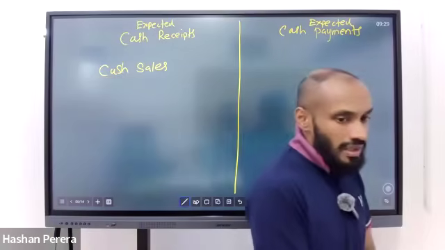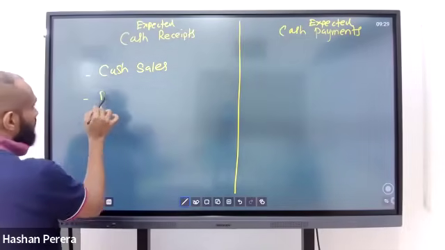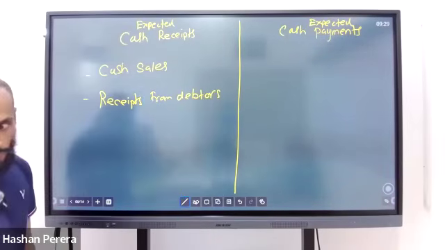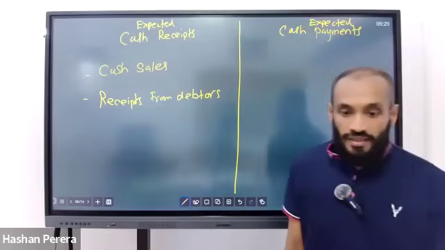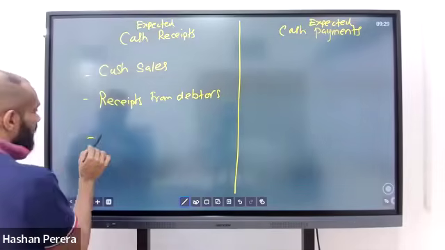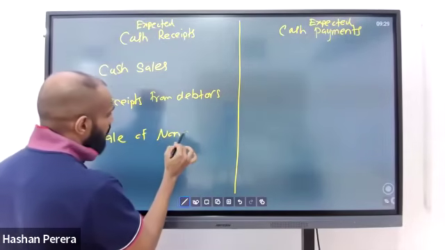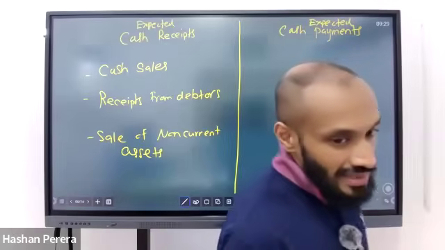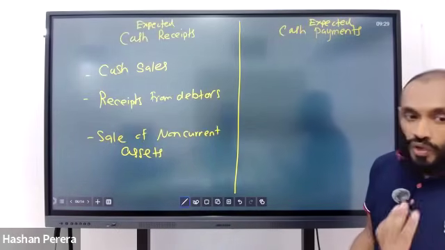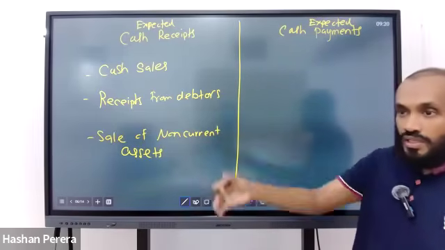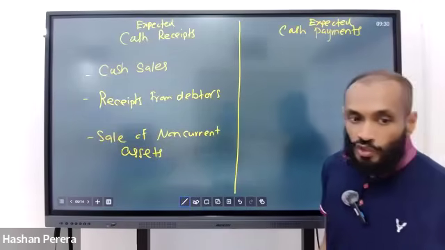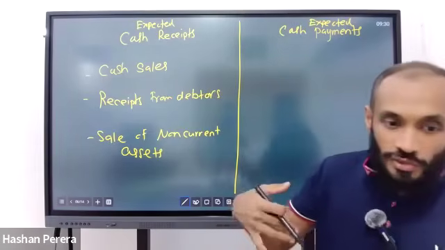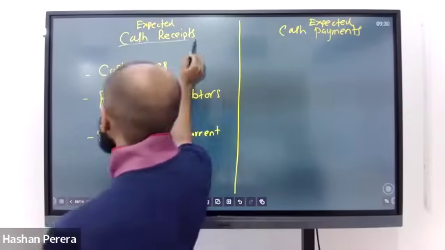Then what else? What are the other ways you are receiving cash? Receipts from debtors, or debtor receipts. Either way you can write. Or sale of non-current assets. Sometimes when we are disposing of assets, we are selling those assets. So that is also a way we are receiving cash. Let's say next month we are expecting to dispose of our old or outdated computers. That could be a cash receipt for us.